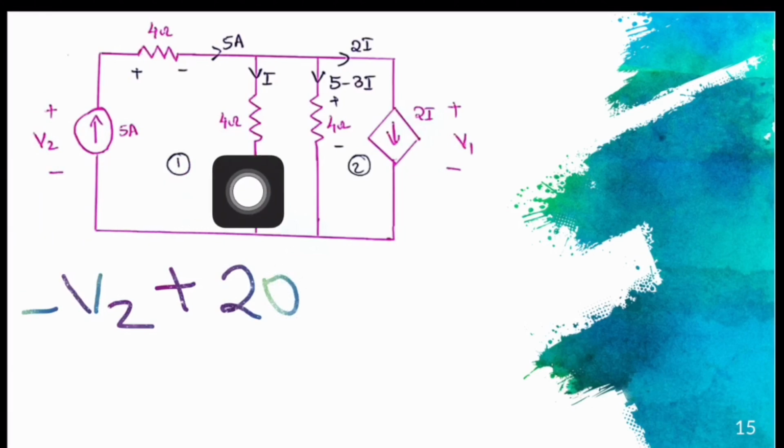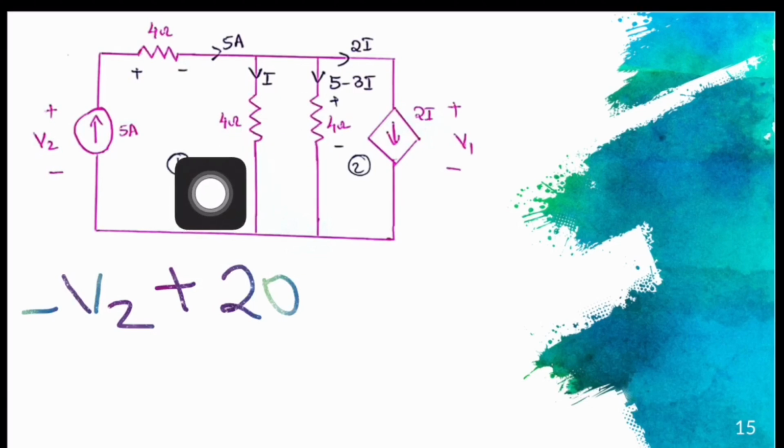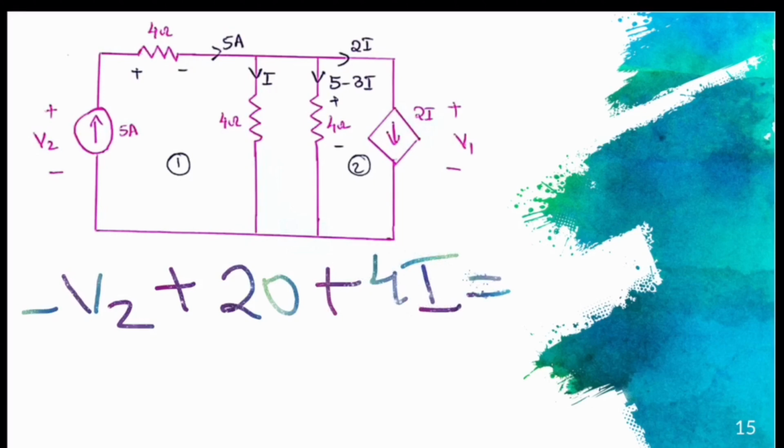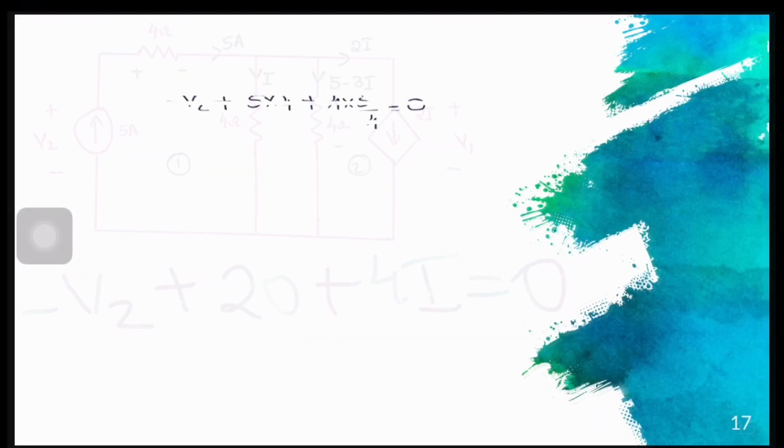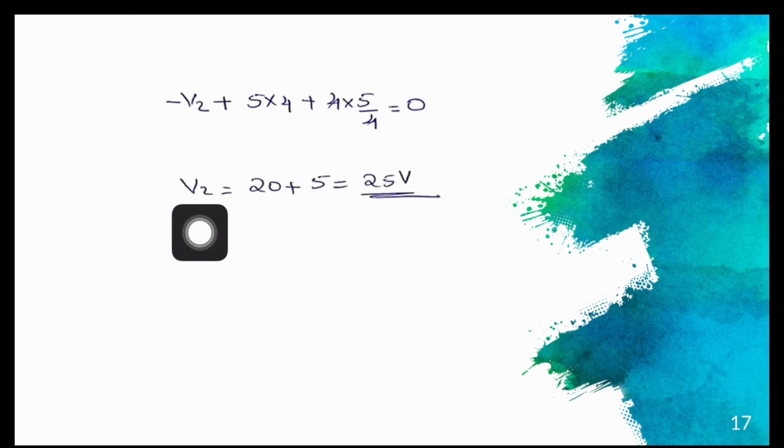Finally, the voltage drop across this 4 ohm, which can be expressed as 4 into I, and that is equal to 0. When we substitute the value of I as 5 by 4, we get minus V2 plus 5 into 4 plus 4 into 5 by 4 is equal to 0. Or our desired quantity V2 is equal to 20 plus 5, that is 25 volts.